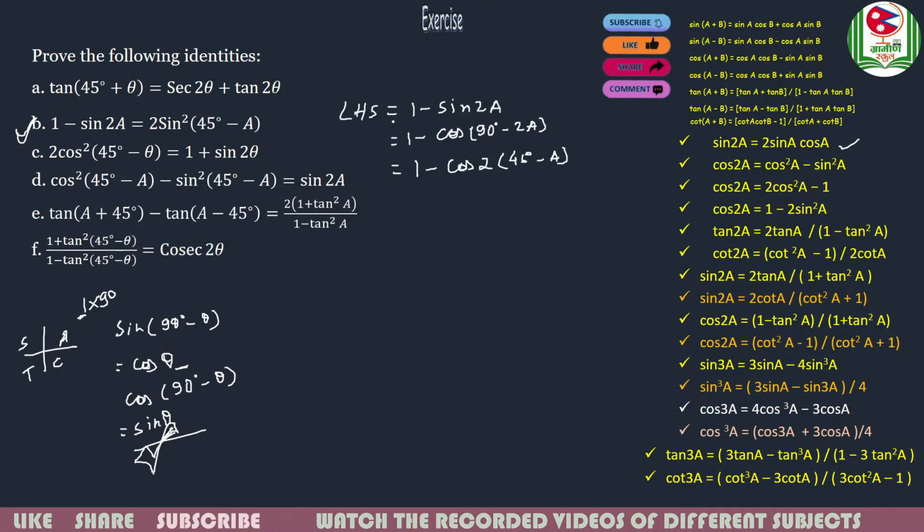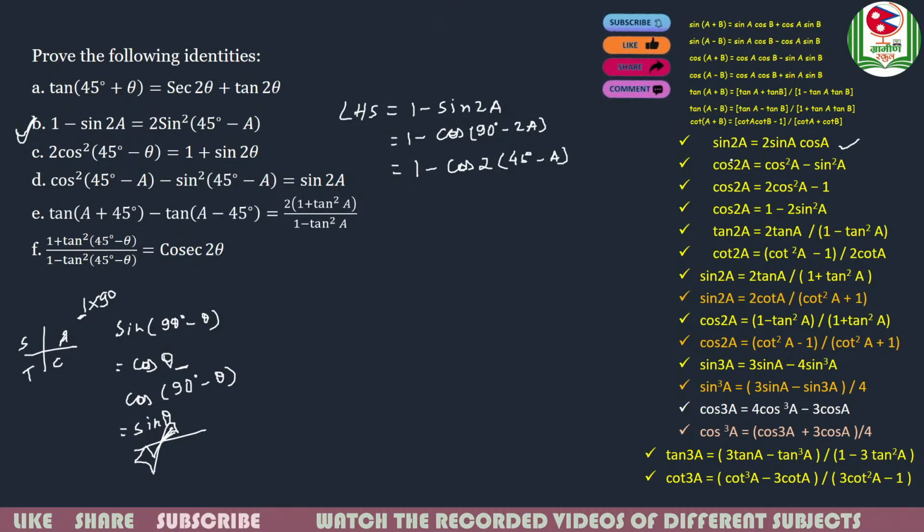As here it is given 1 minus sin 2a, first we convert this sin 2a in the form of cos. So we can easily write this as cos 90 minus 2a. And again from this 90 degree and 2a we take common. So this 90 minus 2a can be written as 2 into 45 degree minus a. So 1 minus cos 2 into 45 degree minus a. So how will we move further? And the result is 2 sin square 45 degree minus a.